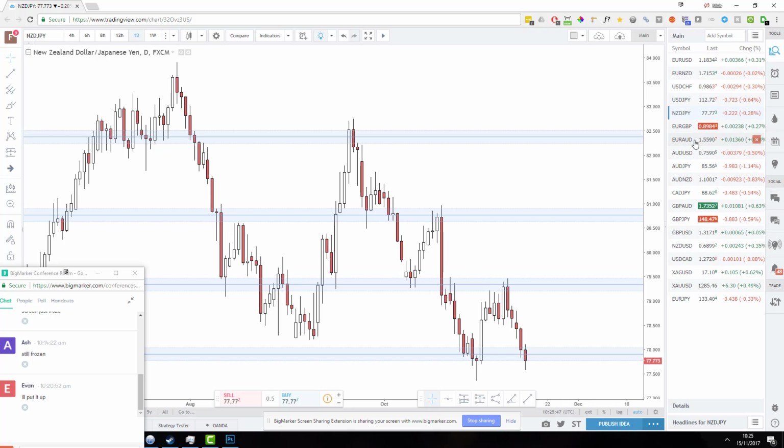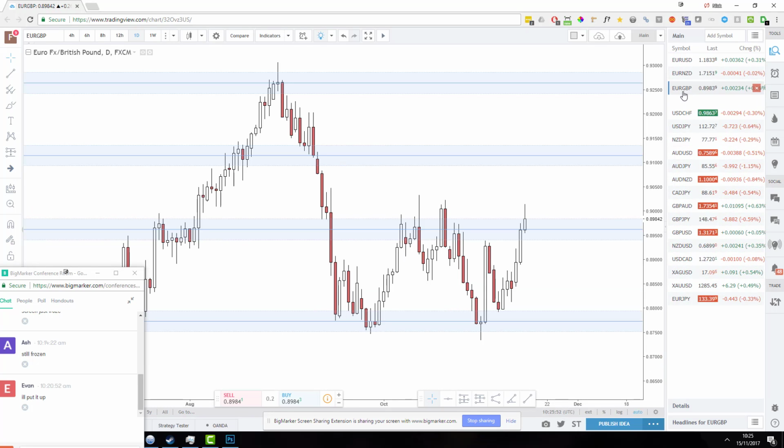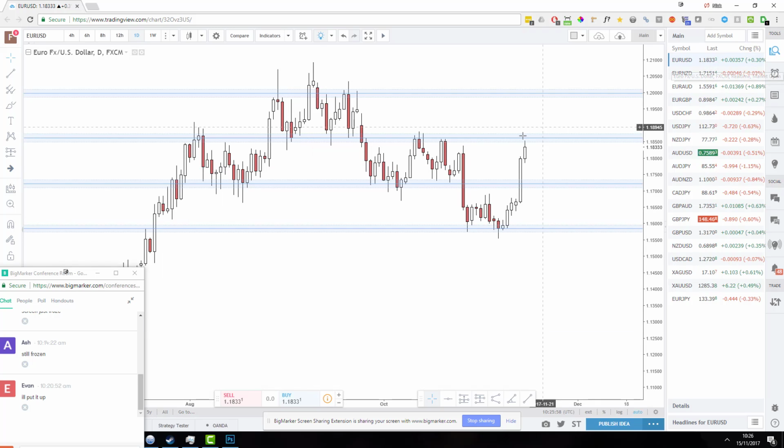I just rearrange them a tad and then go through them again. Let's do a quick review. All right, so what we got is EURUSD heading towards a strong resistance area.